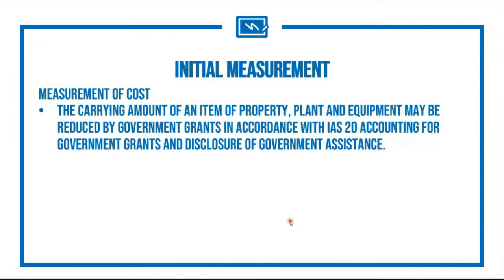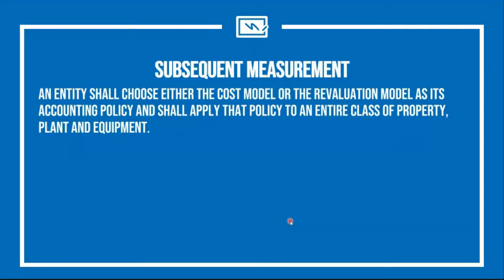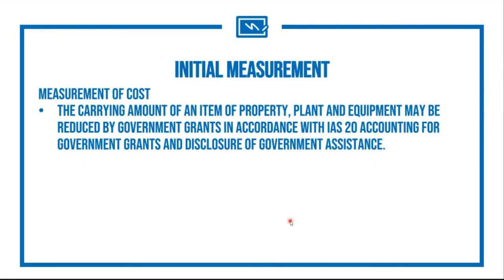Still considering the measurement of cost under initial measurement, the carrying amount of an item of PPE may be reduced by government grants in accordance with IAS 20, which is accounting for government grants and disclosures of government assistance. So before we proceed with the subsequent measurement, let us just go back to our initial measurement. Under initial measurement, we need to understand that our PPE must be initially measured at cost. And when we talk about cost, it pertains to the net purchase price, the directly attributable cost, and the decommissioning cost.